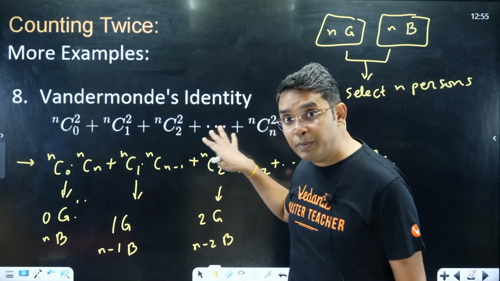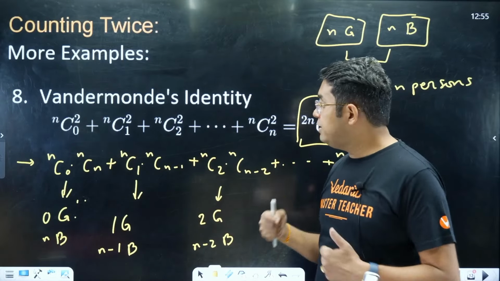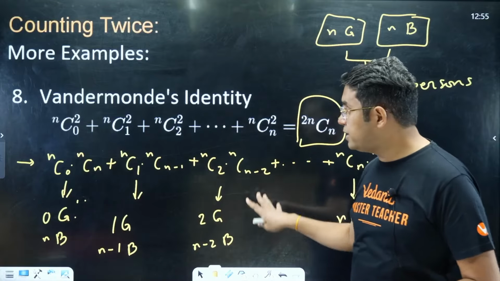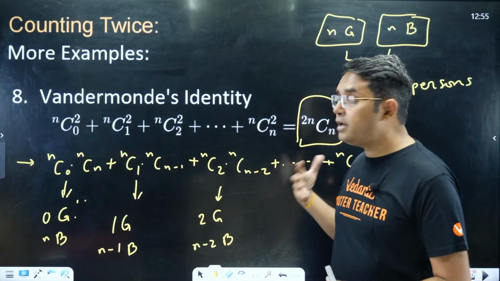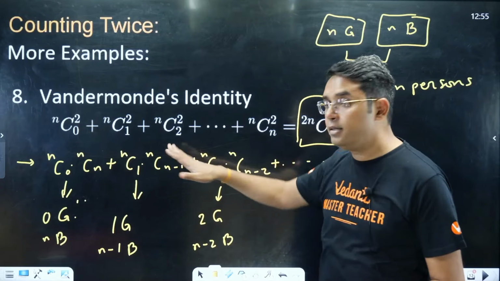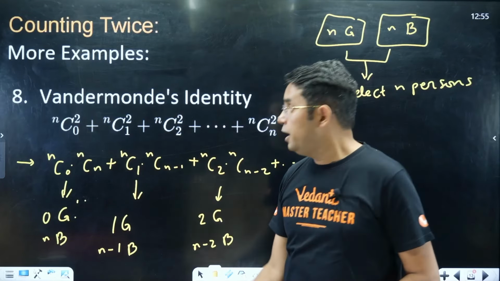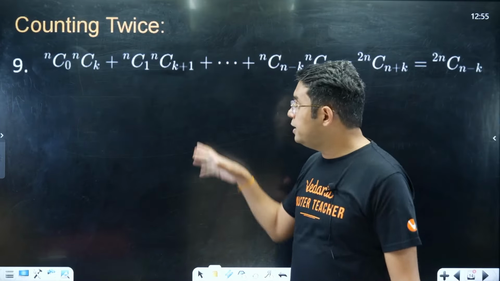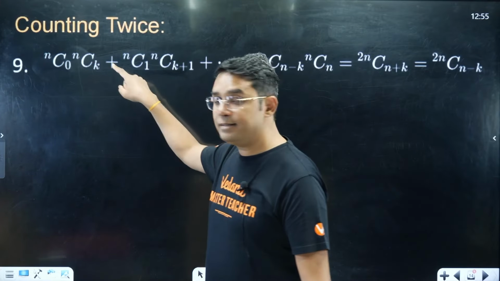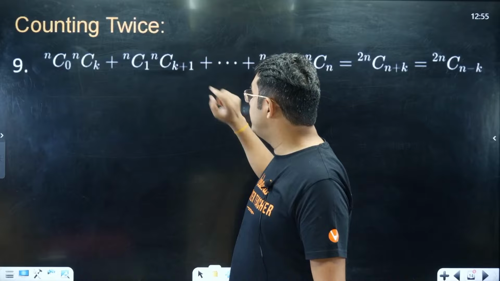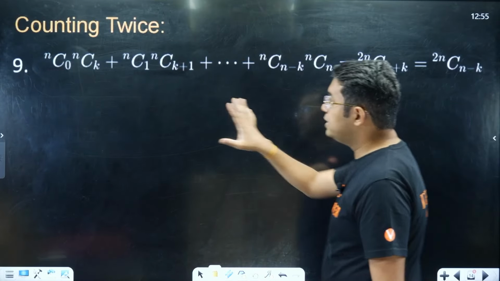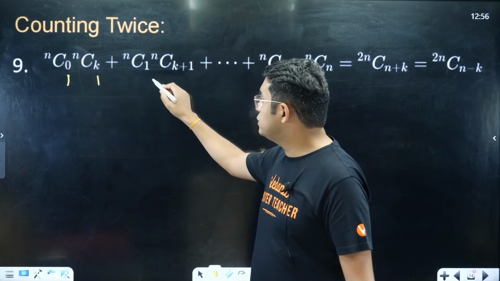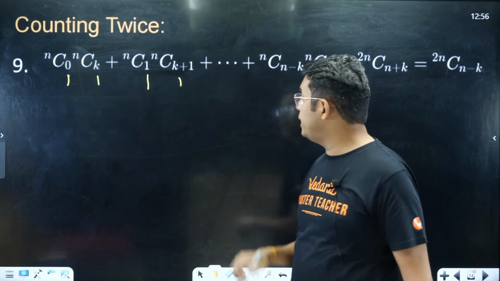But you can see the simplicity and the time required to use this method. I think it takes tremendously less time compared to the coefficient method. In fact, all such kinds of questions I'll show you can be done by this method. Here you can see nC0 nCk, nC1 nCk plus 1, and so on. On the left hand side there is a difference of k: 0 and k, 1 and k plus 1, difference of k, and so on.